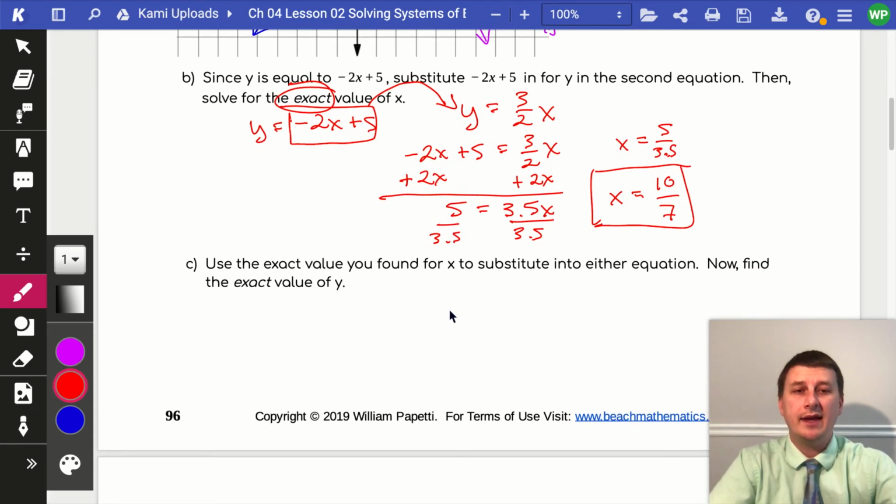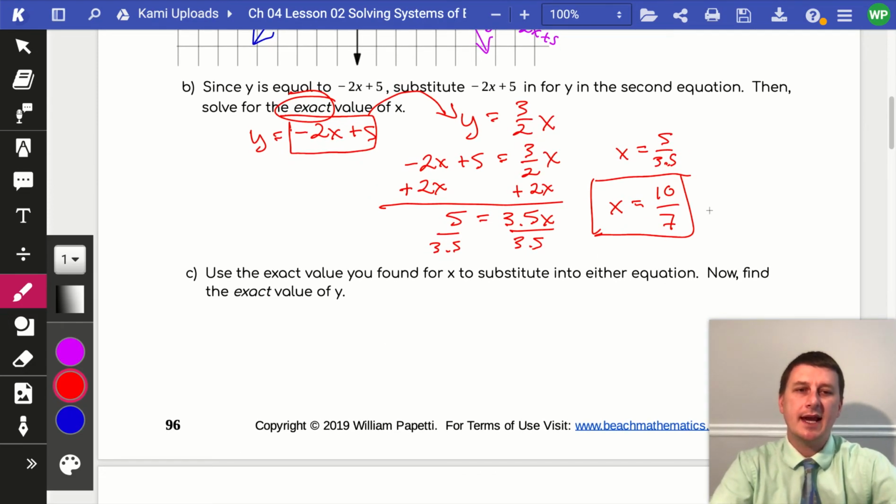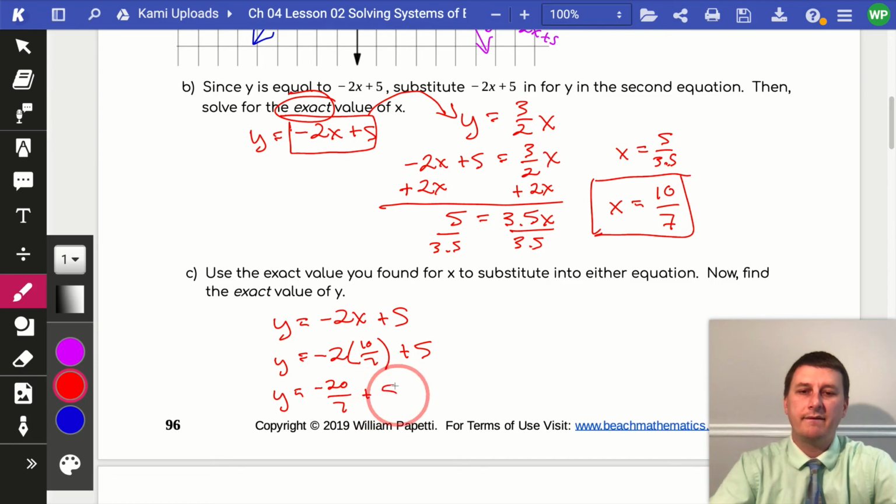So now that we have that x coordinate, we want to substitute it in to find the y coordinate. And when we substitute it in, as we've seen in previous lessons, this x value will make both equations true. So you could choose either equation to find the y value. I'm going to substitute it into y equals negative 2x plus 5. I'm going to go y equals negative 2 times 10 over 7 plus 5, and I'm going to get negative 20 over 7 plus 5.